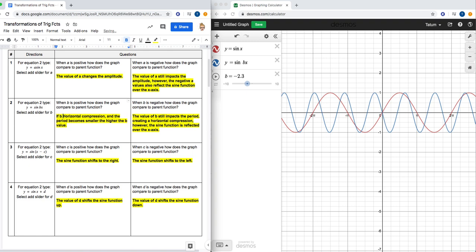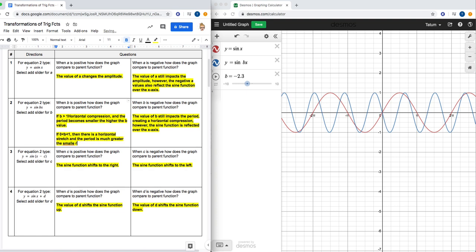So if b is greater than 1, that's true. But what about if b is less than 1 but greater than 0? So 0 is less than b is less than 1. Then there is a horizontal stretch and the period is much bigger, or greater, the smaller the value of b.